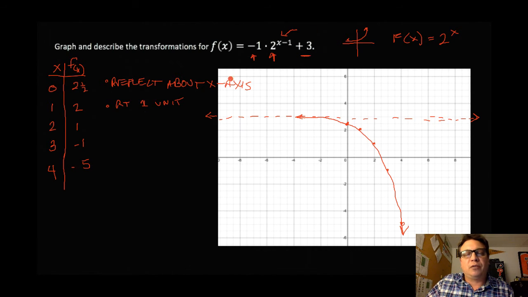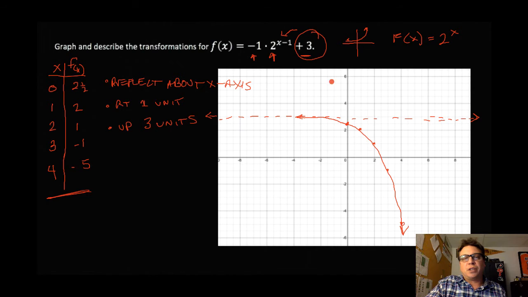And then this +3 at the end means that we move up 3 units. All right, so that's our graph. Again, I just go through, I plot my points, I substitute values of x into the function, I come up with our other values. This part right here will always tell us where our horizontal asymptote is going to go, and that's going to be part of the next slide that I show you.